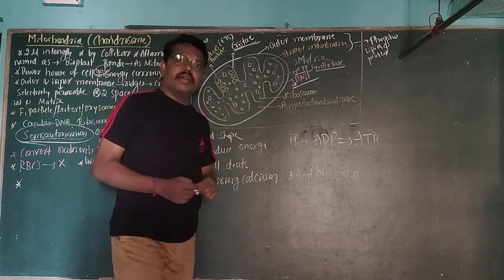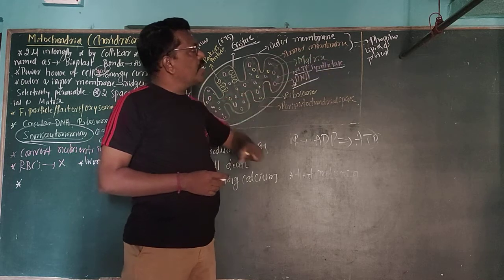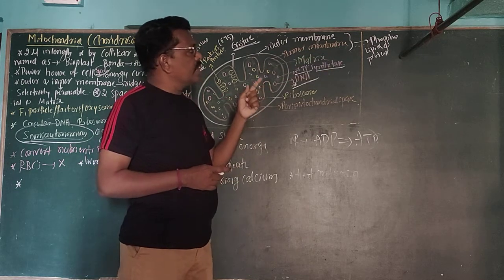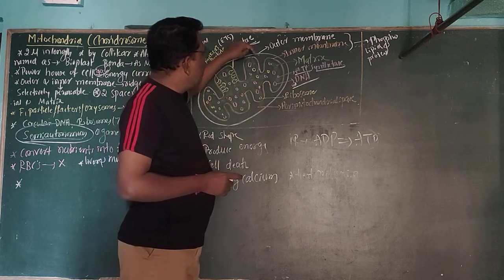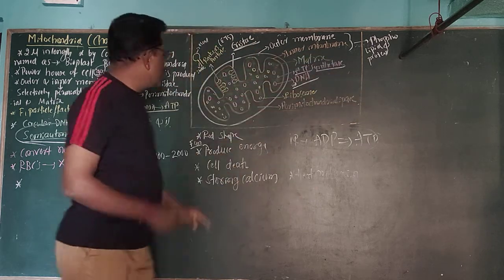Okay. Then the outer membrane as well as the inner membrane, what are these made up of? Phospholipids as well as proteins. The outer membrane and inner membrane are made up of phospholipids as well as proteins.